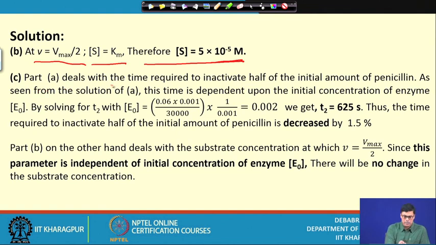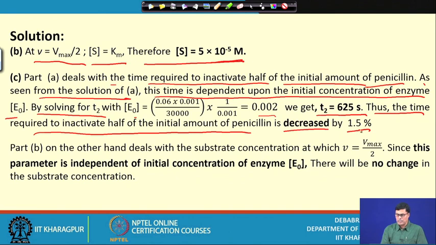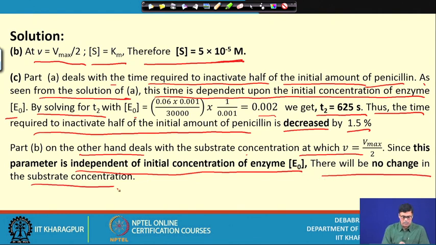Part A deals with the time required to inactivate half of the initial amount of penicillin. As seen in solution 1, this time depends upon the initial concentration of enzyme E0. By solving for t2 with the new E0, we get t2 as this, and thus the time required to inactivate half of the amount is decreased by 1.5%. That question was: if you increase the enzyme concentration, how will it affect this system. And for the other part, the velocity, since this parameter is independent of the initial substrate concentration, there is no change in the substrate concentration.